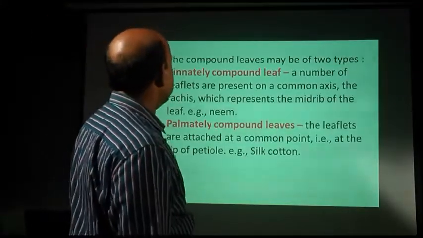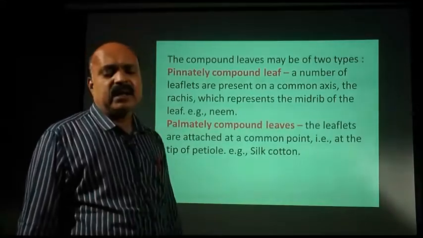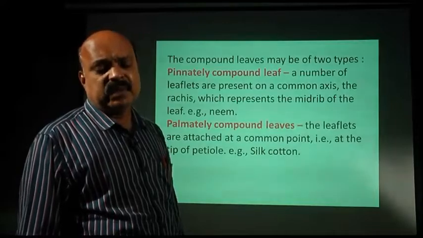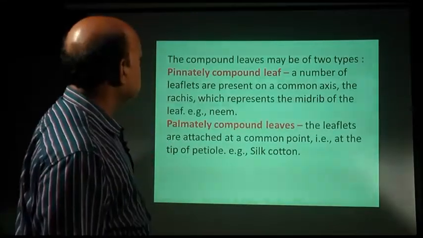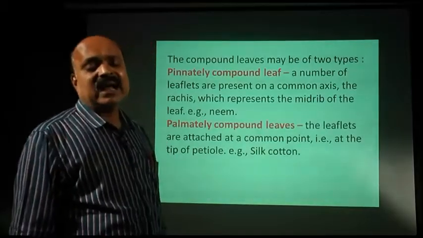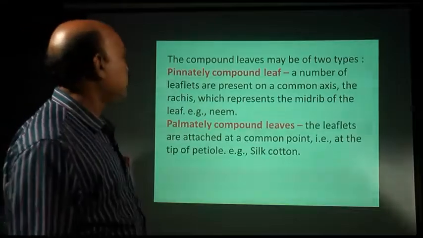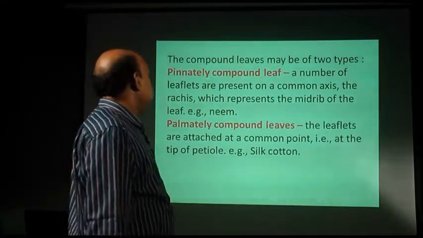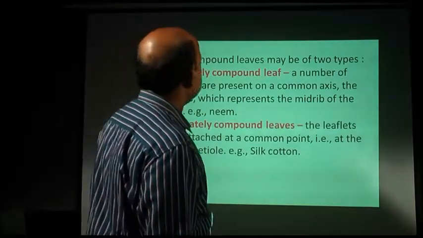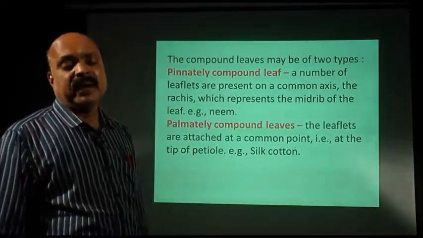Next, the compound leaves may be of two types. So pinnately compound and palmately compound. Pinnately compound means there is one major lamina and on it small small branches, that we call pinnately compound. So incision starts from margin and continues towards midrib, then such type of compound leaf is called as pinnately compound leaf. If the incision starts from margin, continues towards leaf base, such type of compound leaf is called as palmately compound leaf.